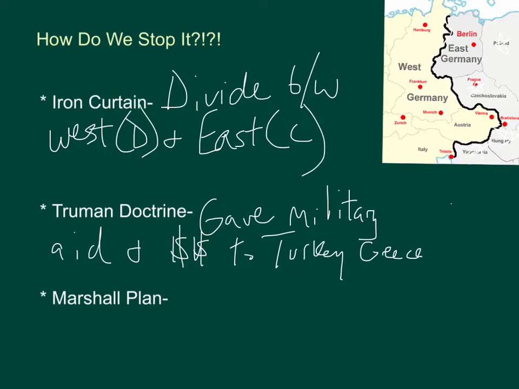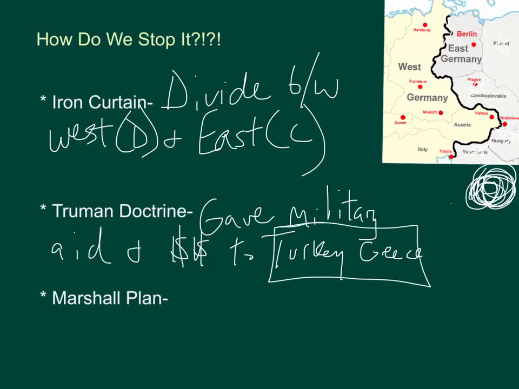Whoops, I'm trying to write it down. I don't know why it's not working. Okay? Turkey and Greece are right here. So they are on the eastern side of the Iron Curtain. So we are worried that they would be affected by communism and the spread of communism before any other country. So that's why we go to Turkey and Greece first.